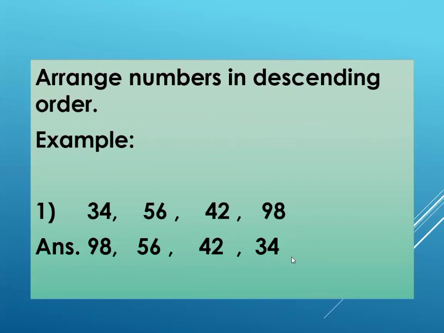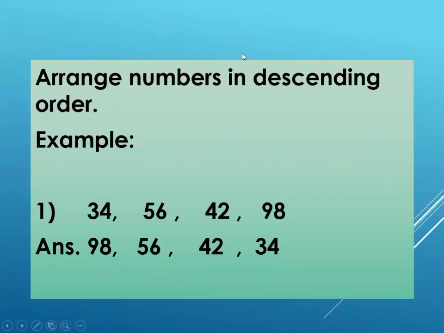So these numbers are arranged in descending order. In descending order, we start with the largest number and end with the smallest number. 98, 56, 42, 34. These numbers are arranged in descending order. First we write 98, then we write 56, then 42 and then 34. In descending order, we arrange numbers from largest to smallest.